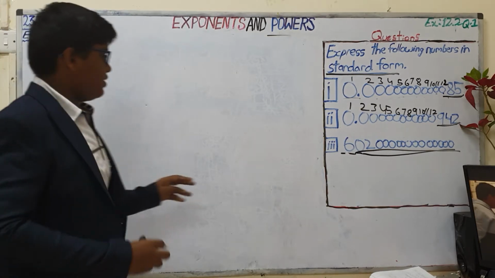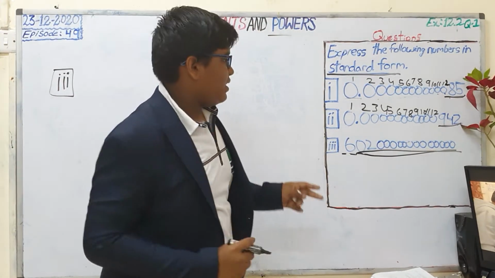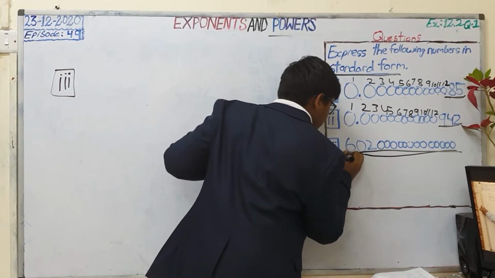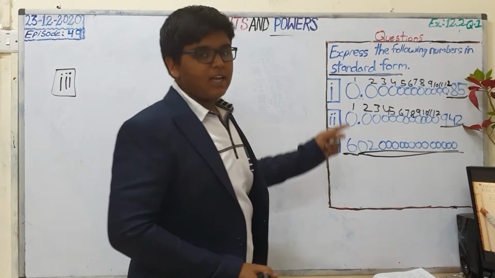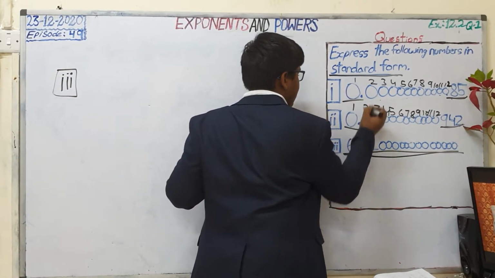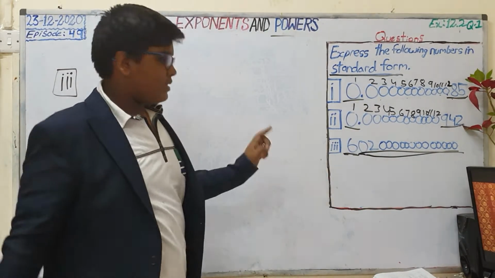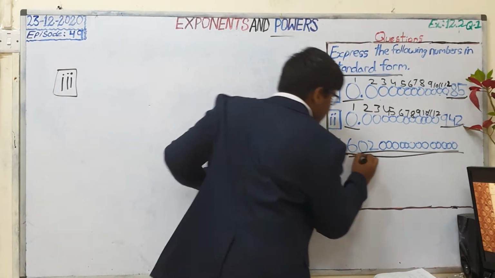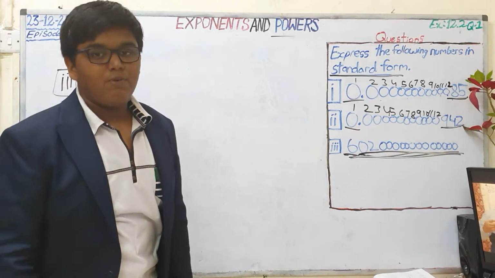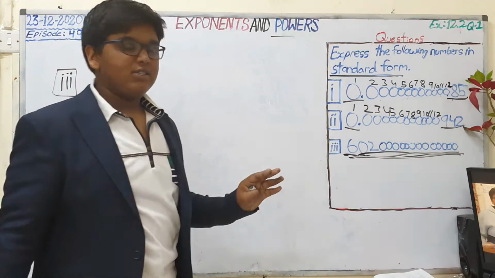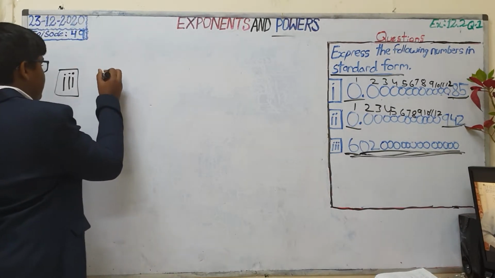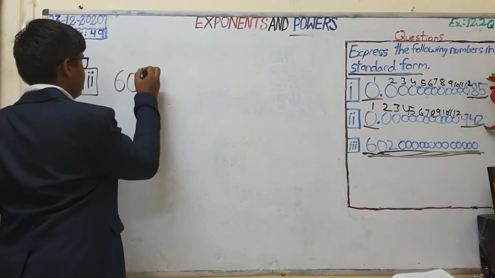Now in this question we have two differences from the first two questions. The first is that here the first digit is 6, but in our previous two questions it was 0. The second is that in the whole number we don't have any decimal point. So we have to find out how we can find the decimal point. First, let's rewrite the question here.